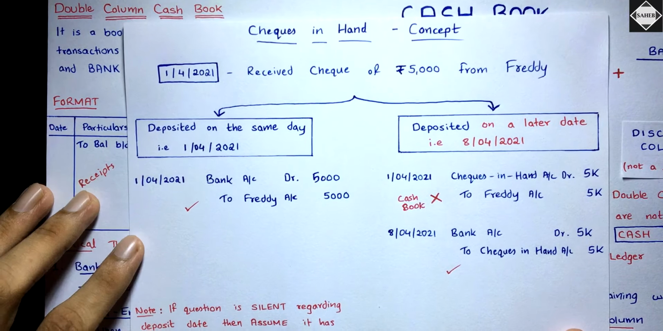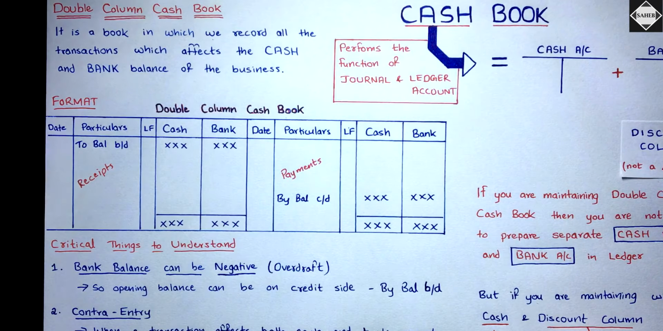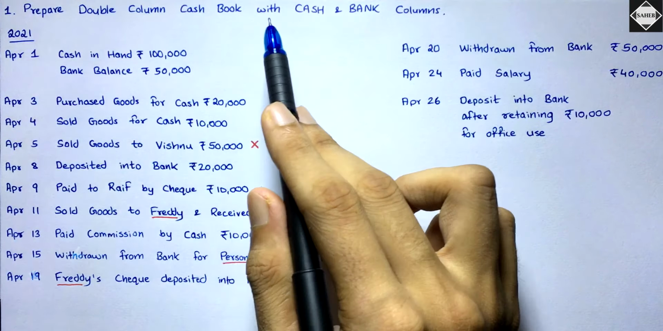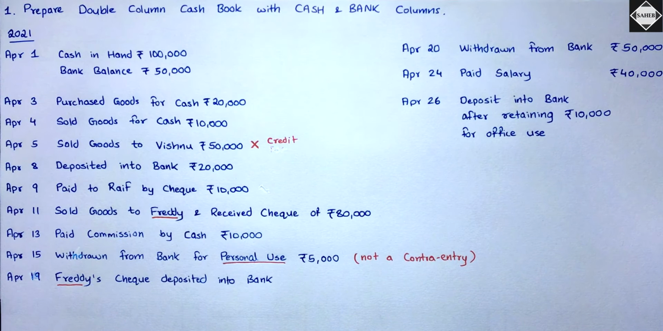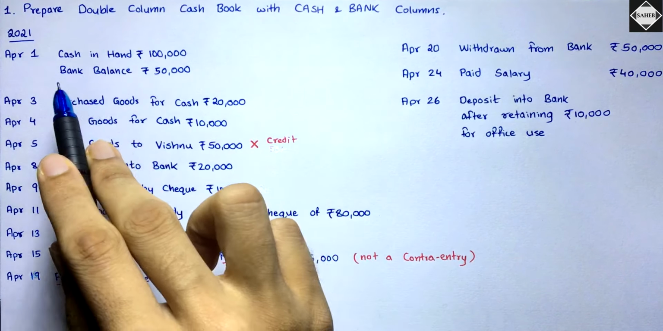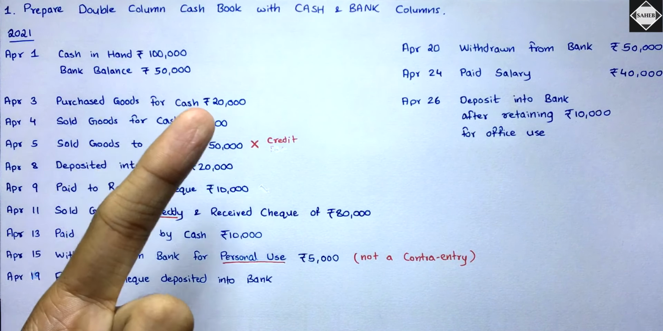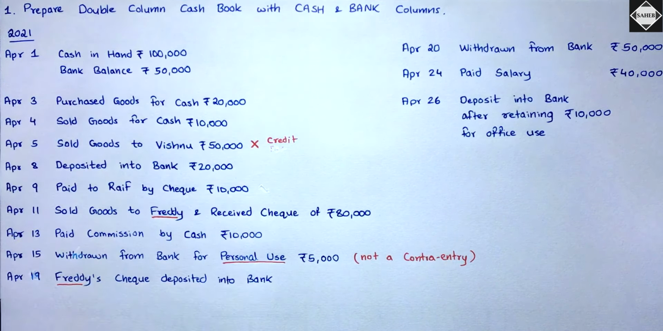So that's it for this checks in hand concept. Now let's move on to the problem of double column cash book. Prepare a double column cash book with cash and bank columns. Let's solve this. It's simple. Let's start with the first transaction. April 1st, 2021, cash in hand 1 lakh, bank balance 50,000. What is this? This is the opening balance of your asset accounts, cash and bank. How will you record this in the double column cash book? Just take it on the debit side as to balance brought down. You all know that, right?